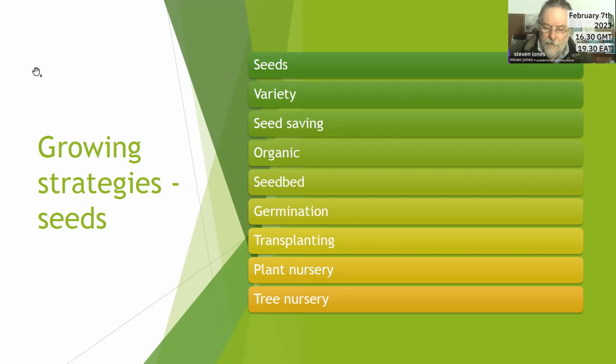Our choice of variety of seeds. So, by seed saving and by being selective about the variety of seed that we're growing, we might be growing types of plants that are suited to where we are, suited to our soil types, soil conditions, and obviously our local climate. So these are all considerations.